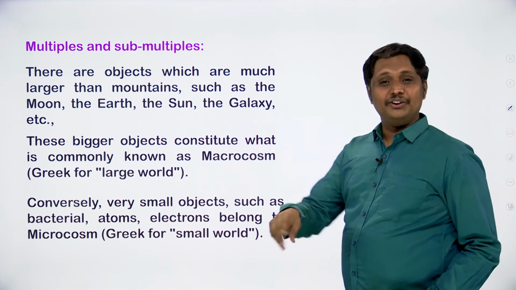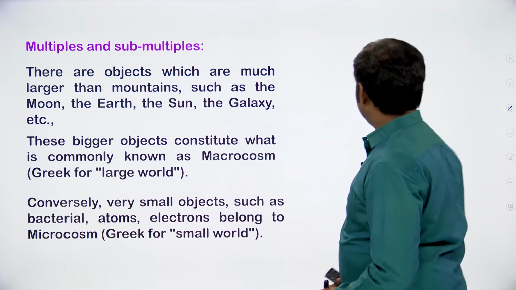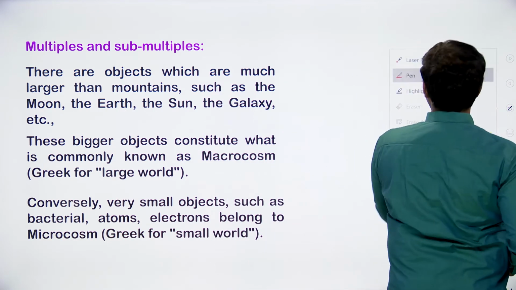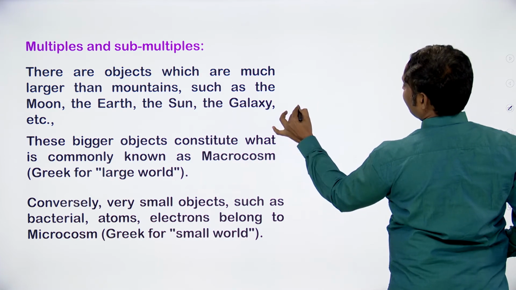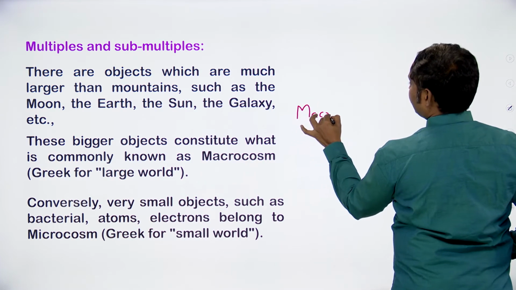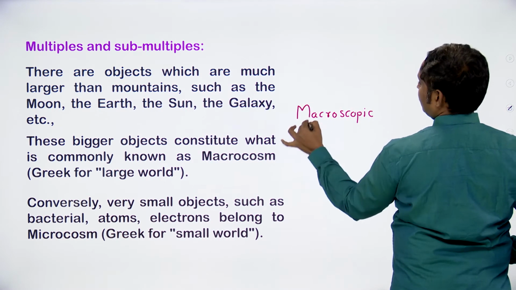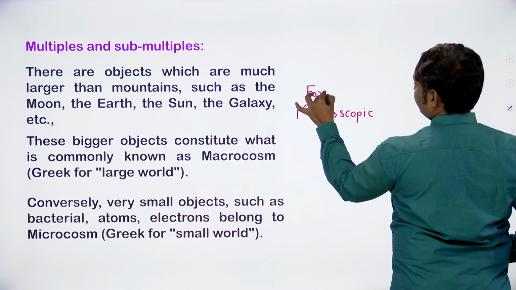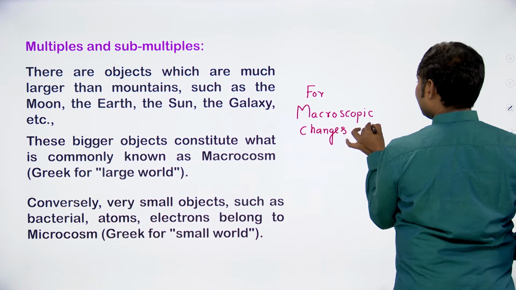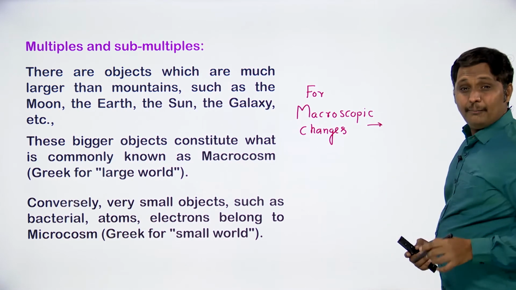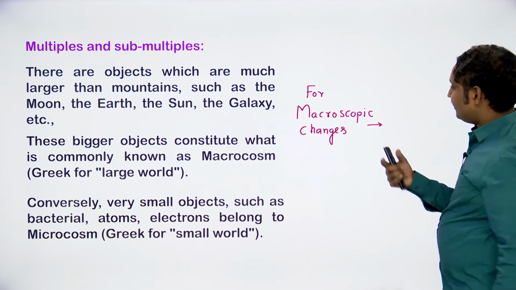Yes, the electron is revolving in its orbit around the nucleus. If you know that, you have to estimate that. What is the need to estimate that? For macroscopic changes, microscopic parameters and microscopic changes are the responsible ones.